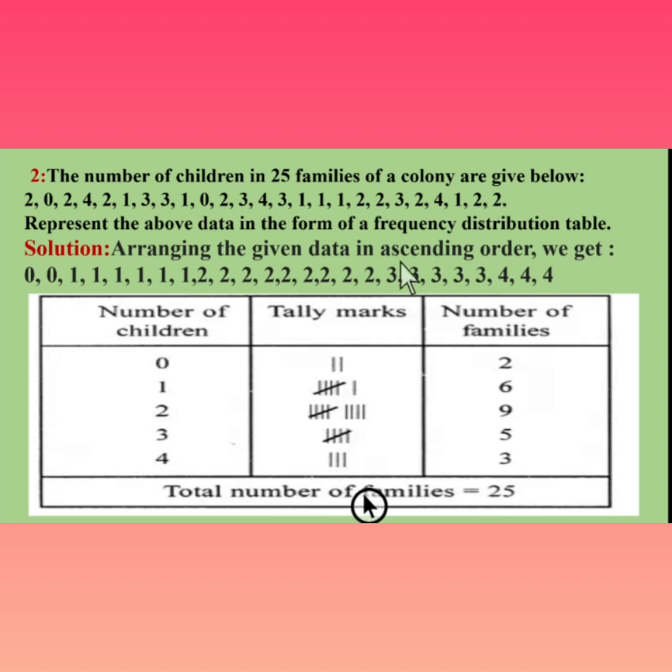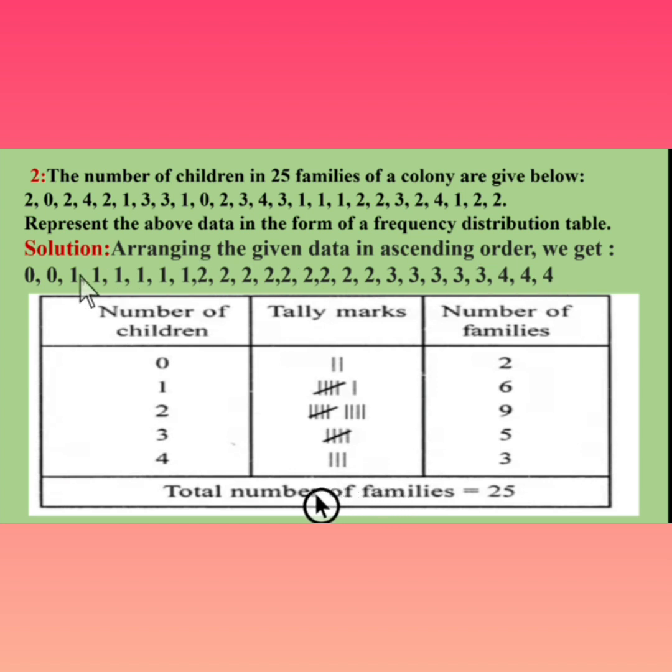There are 9 families where there are only 2 children. Then how many families have 3 children? So we count this one: 1, 2, 3, 4, 5. There are 5 families where there are only 3 children. And how many families have 4 children? So 1, 2 and 3. So there are 3 families where there are 4 children.